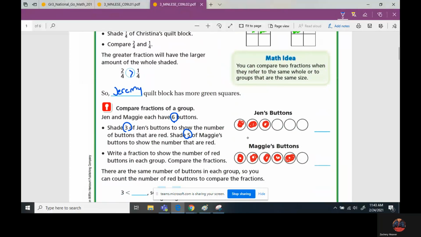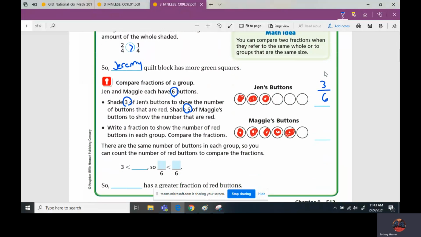Now, it says write a fraction to show how many of Jen's buttons are red. 3 out of how many? We got to add the rest of them. Don't say 3 out of 3 because it doesn't work. It's 3 out of, let's go back and count them. 1, 2, 3, 4, 5, 6. 3 out of 6 buttons are red, while Maggie has 1, 2, 3, 4, 5. 5 buttons are red out of 6.